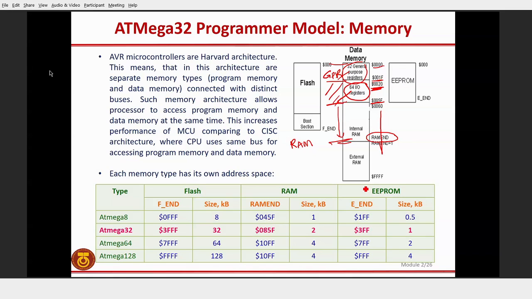This is a general architecture for ATMEL microprocessors. So for many ATMEGA processors, ATMEGA8, ATMEGA32, 64, 128. But what is unique about 32 is that we have 2 kilobytes of RAM. For others, they will have different RAM. So please remember this one, RAM N, RAM and address.